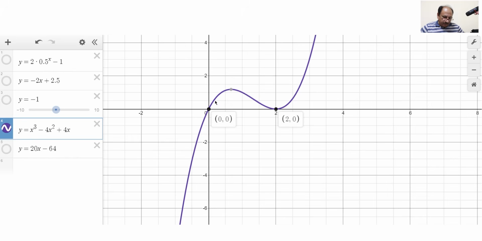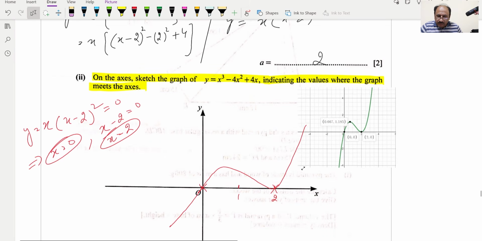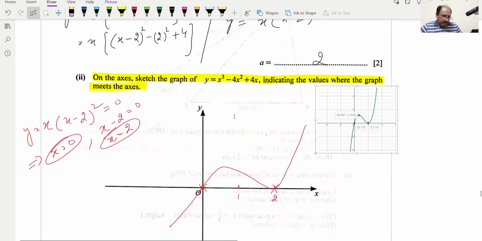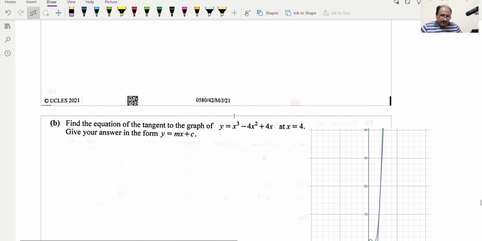So what I have done, I have copied this for you and inserted it over here, and this is basically the graph which we can check. It's the same, 2, 0 and 0, 0. These are basically the two points which are shown over here. So these types of graphs you should practice from the net as well. This is a 4-mark question which we are done with.